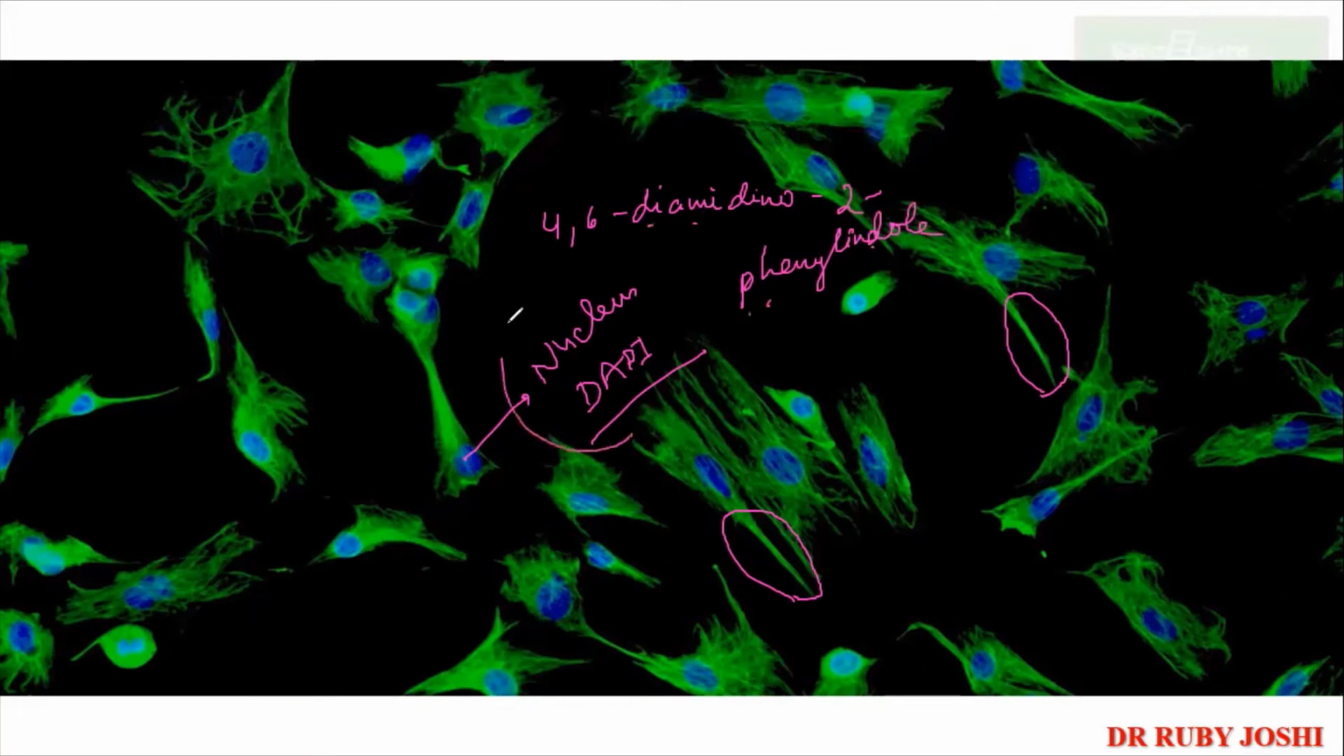DAPI. Okay, so this is for your nucleus. Everywhere, all over the world, nucleus is always stained with the help of your DAPI. Okay, because this has got affinity for your AT-rich regions. Okay, so it is going to label over there only. Now tell me whether the stain will only be taken up by the live cell or the dead cell.